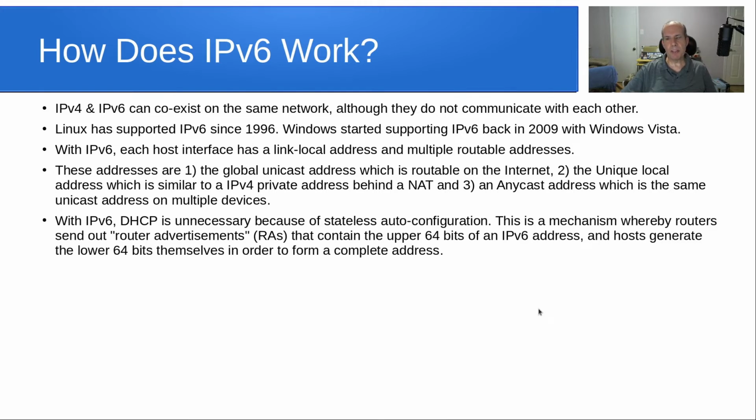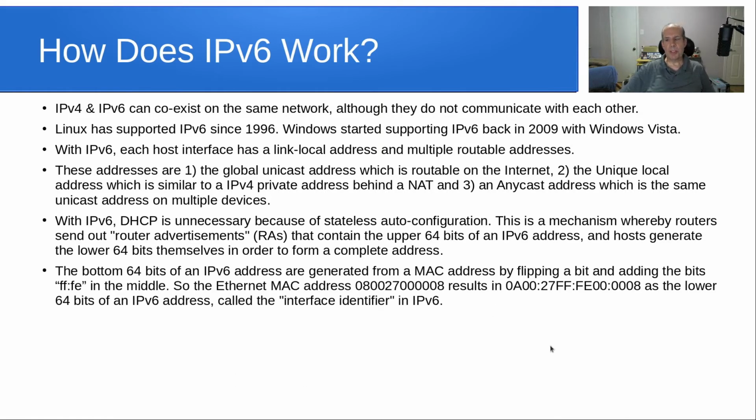With IPv6, DHCP is unnecessary because of stateless auto configuration. That's a mechanism whereby routers send out router advertisements that contain the upper 64 bits of an IPv6 address, and hosts generate the lower 64 bits themselves, and that completes an entire 128-bit IPv6 address.